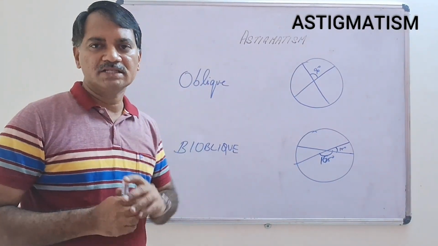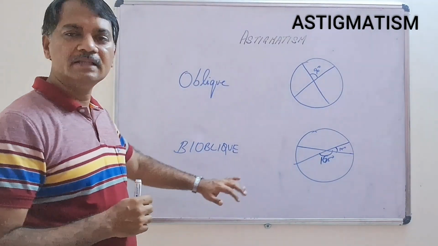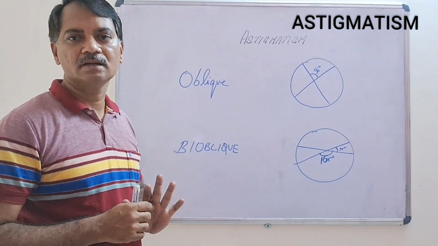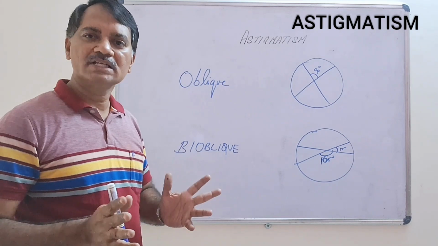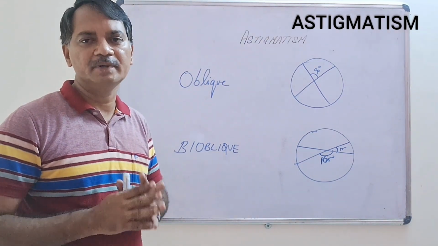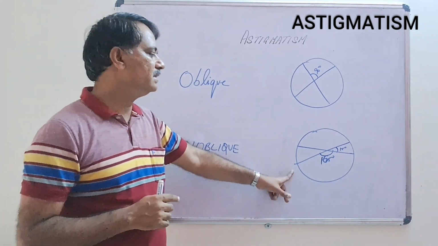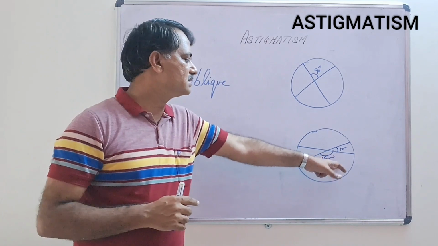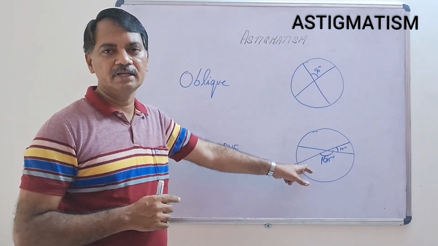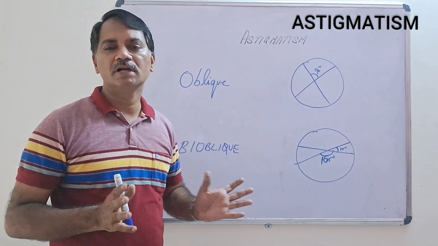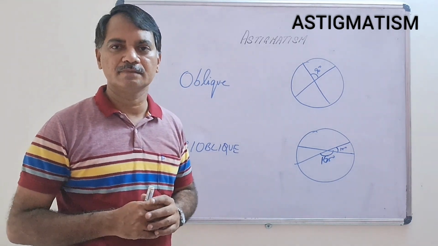In bi-oblique astigmatism, the meridians neither obey 90 degrees and 180 degrees, nor do they respect each other. They do not form an angle of 90 degrees between themselves. Here you can see that the two meridians are like this, oblique, and at one point the angle is 165 degrees, the other point is 15 degrees. So this is called bi-oblique astigmatism.